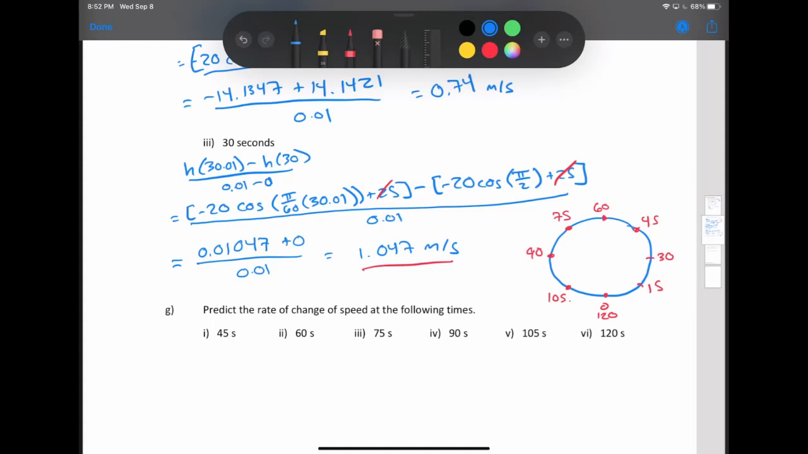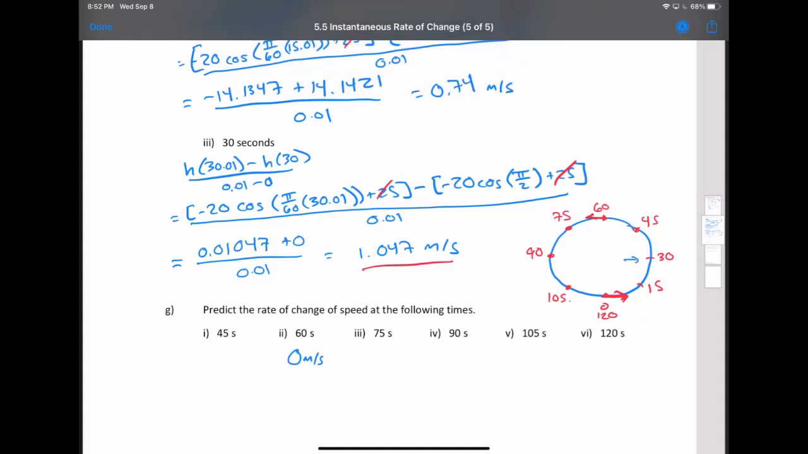Well, if we know that it's 0 meters a second change of height there, it's going to be a 0 meter per second change of height at 60 seconds. And we know that it's the 1.047 here, but it's also going to be 1.047 here. The only difference is it's going to be down. It'll be the same speed, but moving downwards at that point.